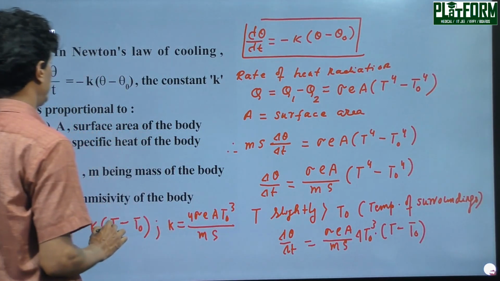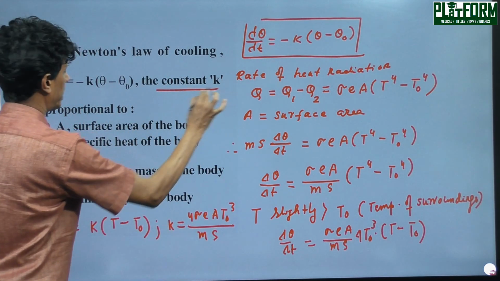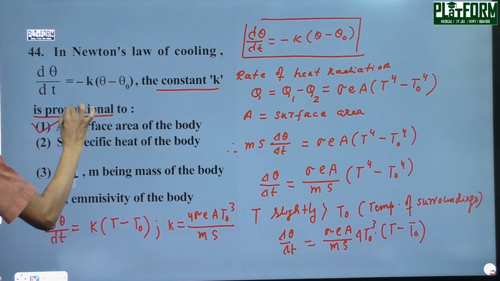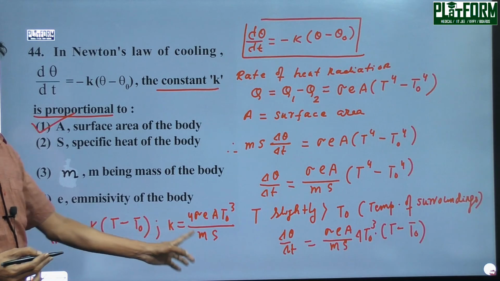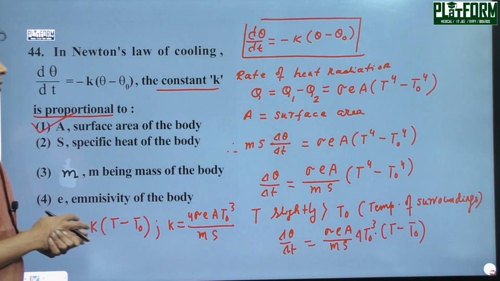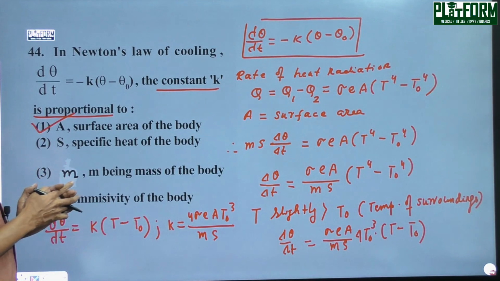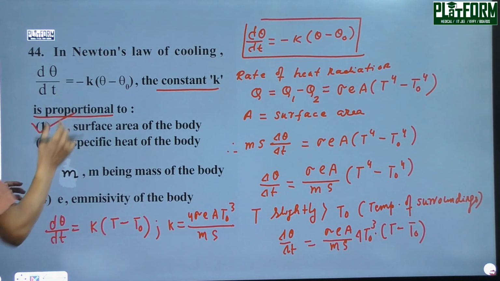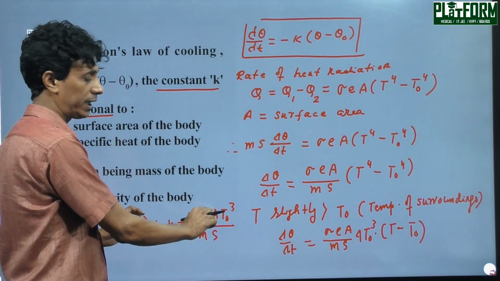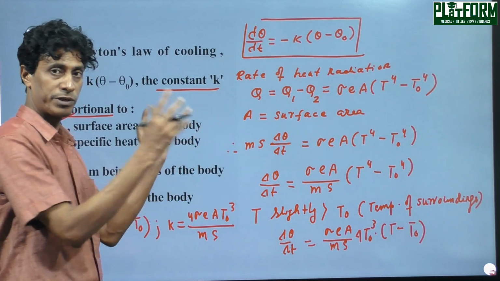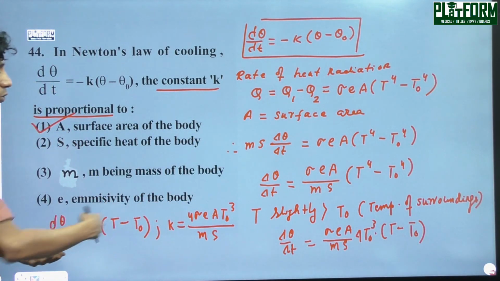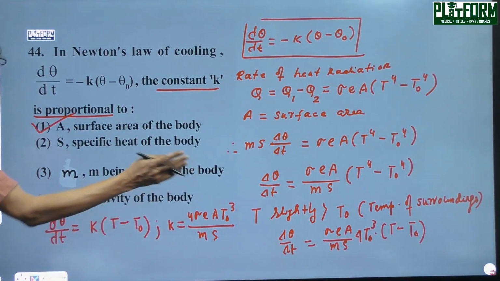In this problem the constant K is proportional to the surface area of the body, inversely proportional to the mass of the body, and inversely proportional to the specific heat of the body. This is based on Newton's cooling law, but K is a proportional constant which depends on 4 sigma E, A the surface area, T naught the temperature of the surroundings, M the mass of the body, and S the specific heat of the body. So K is directly proportional to the surface area.